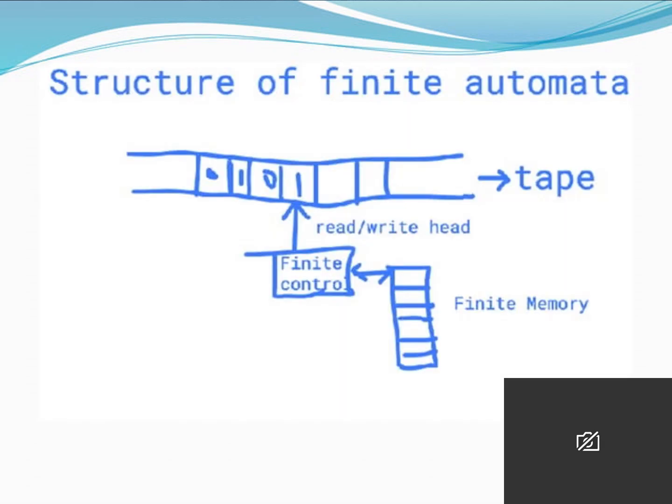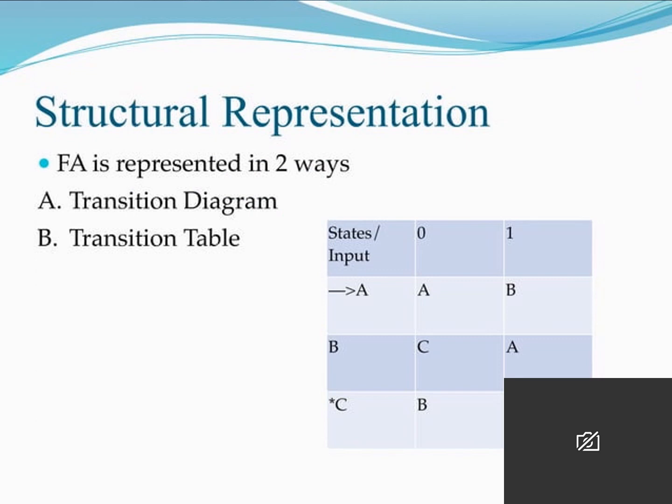The next one. This is the basic structure of the finite automata. Each and every input is taken through the tape as the input variables. Through the storage or data structure tape, we are getting our input strings. By using the finite control, each and every input string or input alphabet is read or written, and then it is fetched through the finite memory. This is the structure of the finite automata.